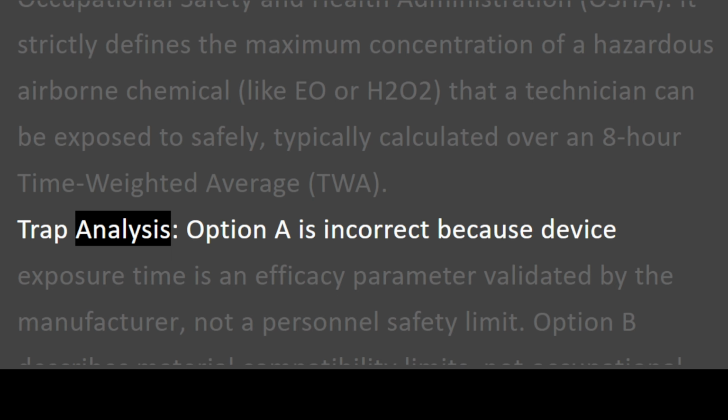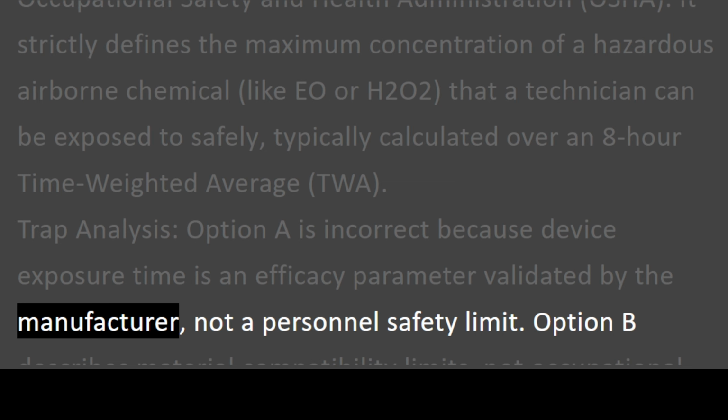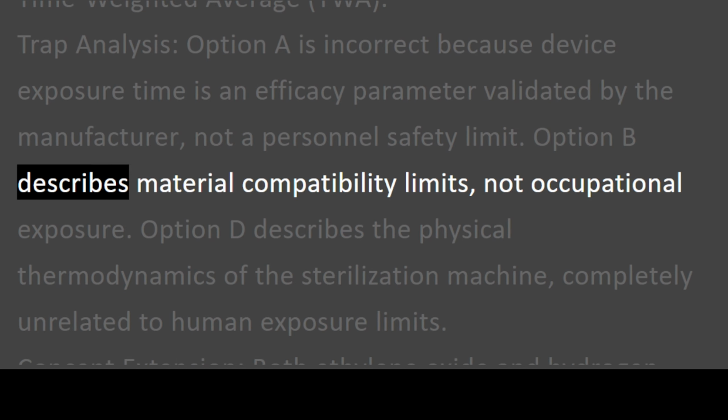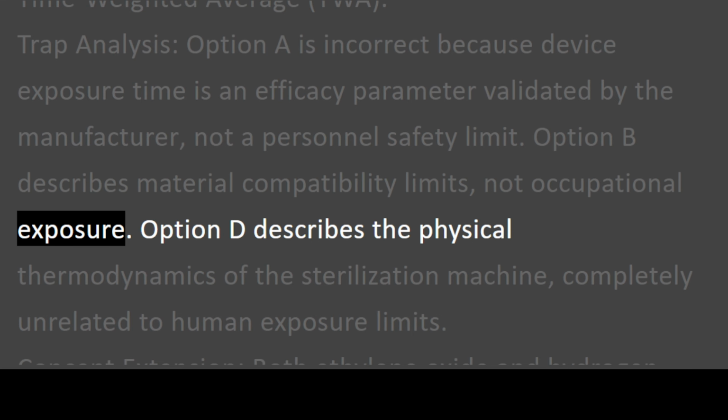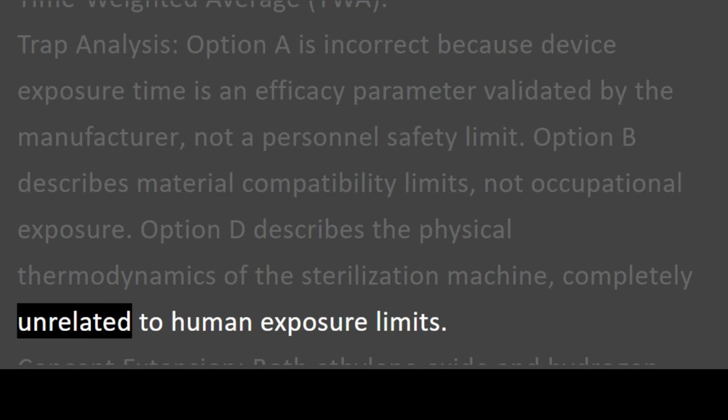Trap analysis. Option A is incorrect because device exposure time is an efficacy parameter validated by the manufacturer, not a personnel safety limit. Option B describes material compatibility limits, not occupational exposure. Option D describes the physical thermodynamics of the sterilization machine, completely unrelated to human exposure limits.